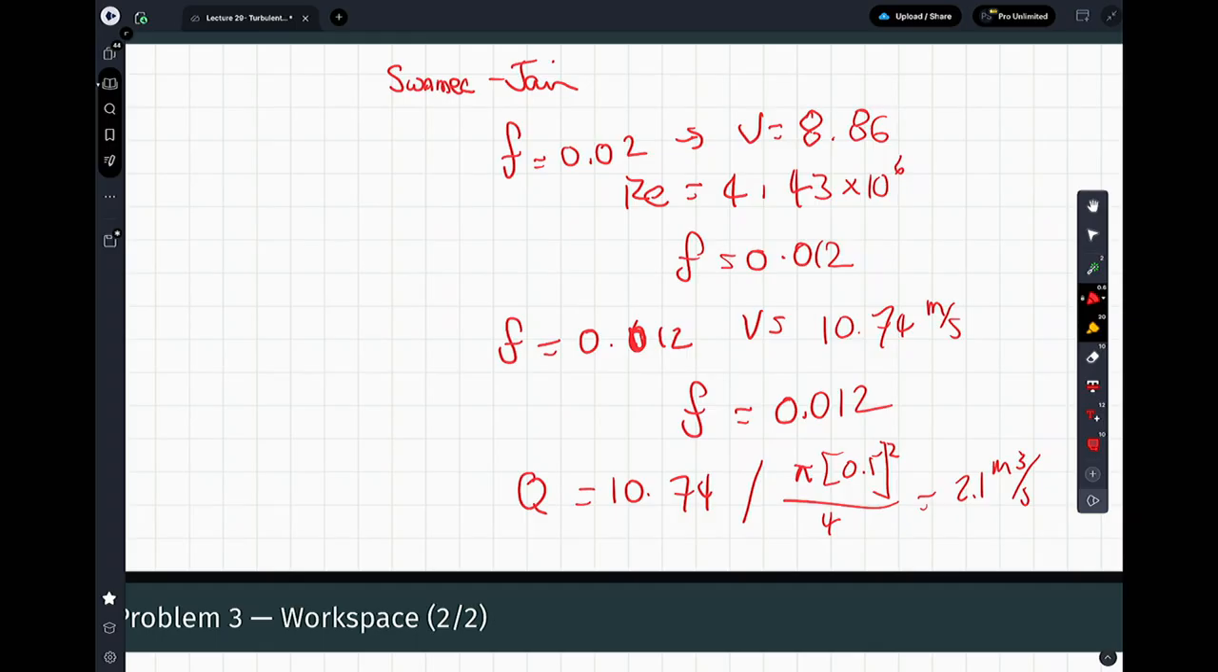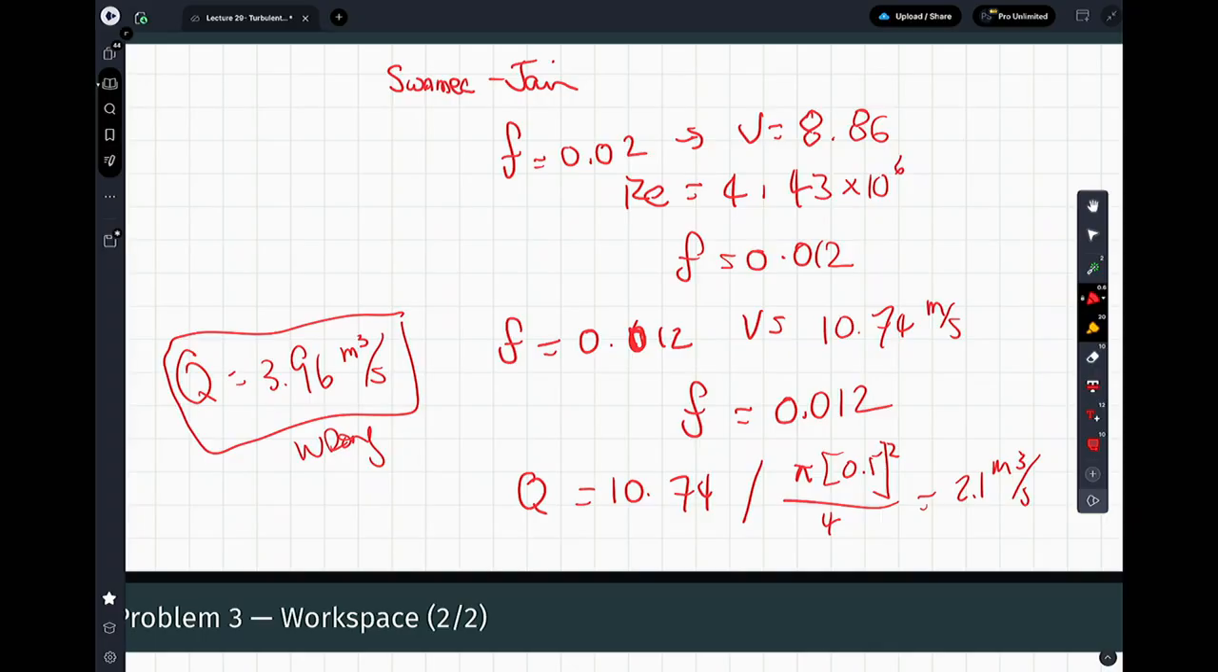And if you remember from yesterday when I presented that, I had a relationship for Q out of Swamee-Jain. And if I use the Swamee-Jain relationship, I end up with Q, which is equal to 3.96 meters cubed per second, which is wrong. And the reason for that is that Swamee-Jain ignores kinetic energy. So this is one of the reasons why, as you're going through these problems, you really want to make sure that you check against something else.